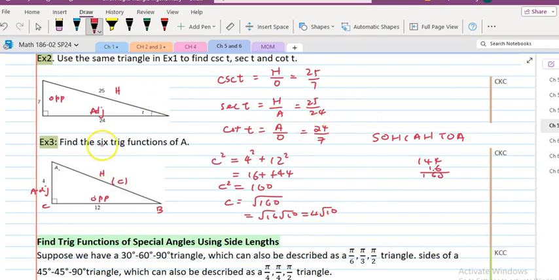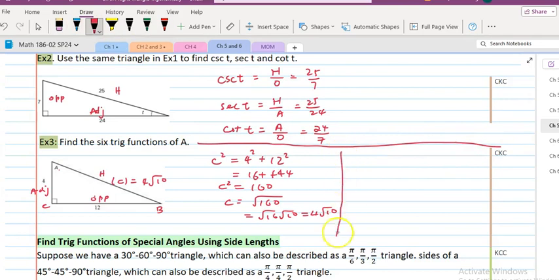Now we want to find the six trig functions. So I will write C equal to 4 root 10. And okay, erase this first. Okay, so let's say we do sine T. No, sine A. So we'll say function of A. This is the angle A. Sine A is SOH. Opposite to A, which is 12. Hypotenuse was 4 root 10. Okay. We can simplify it by dividing by 4, 3 over root 10. You can rationalize it, but it's not 100% necessary.